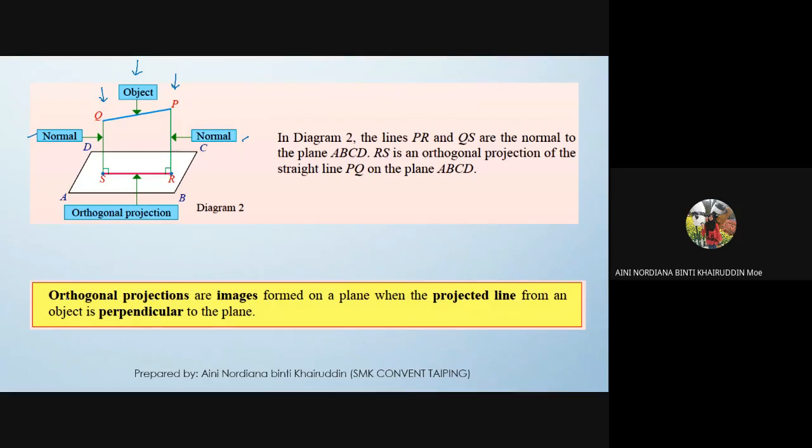So, what is orthogonal projection? Orthogonal projection are images formed on a plane, just now SR, when the projected line from an object is perpendicular to the plane. Inilah.